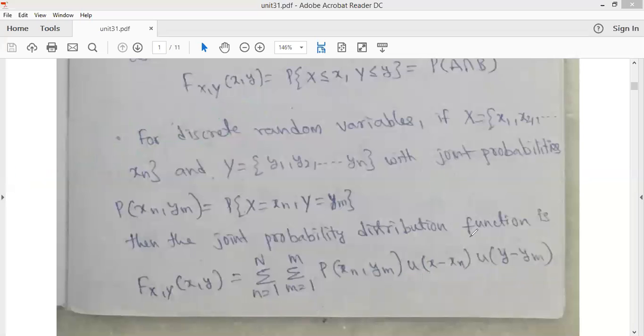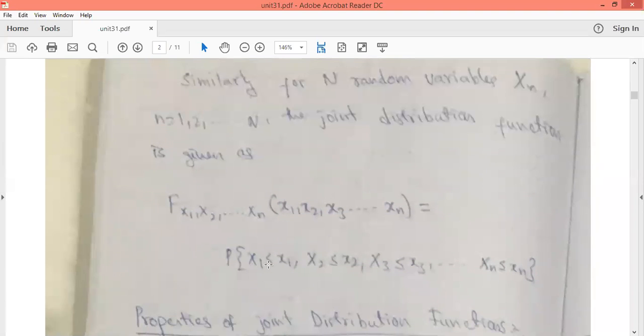Now if we extend this from two random variables to n random variables, what are the n random variables we have taken here? X1, X2, so on, Xn. These are the n random variables, whereas small x1, small x2, small x3 are the elements of capital X1, X2, so on, Xn. So in that case, what is the joint distribution function? The joint distribution function is given as the probability of X1 less than or equal to x1, X2 less than or equal to x2, X3 less than or equal to x3, so on, Xn less than or equal to xn.